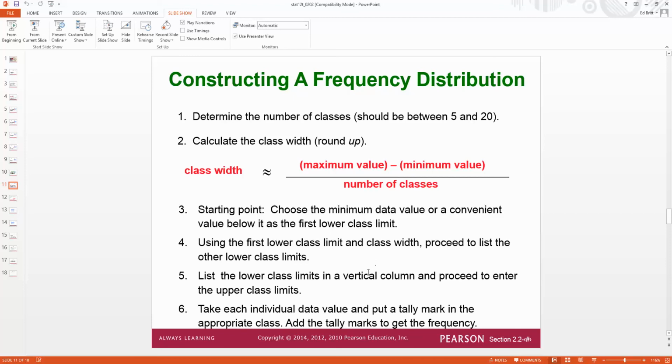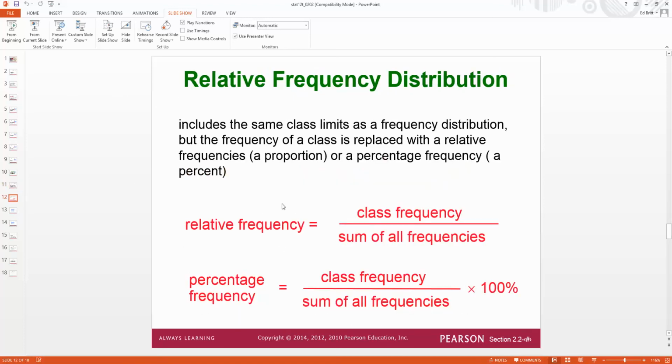List the lower class limits in a vertical column and proceed to enter the upper class limits. I've had a question before on this next step. Take each individual data value and put a tally mark in the appropriate class. A tally mark, if you see that in your text or on a homework problem, is just a little mark, one mark for each data item in the class, and then you add up all the tally marks. So maybe you have a bunch of straight lines, you add them all up, and that's how many data items you have in that class.